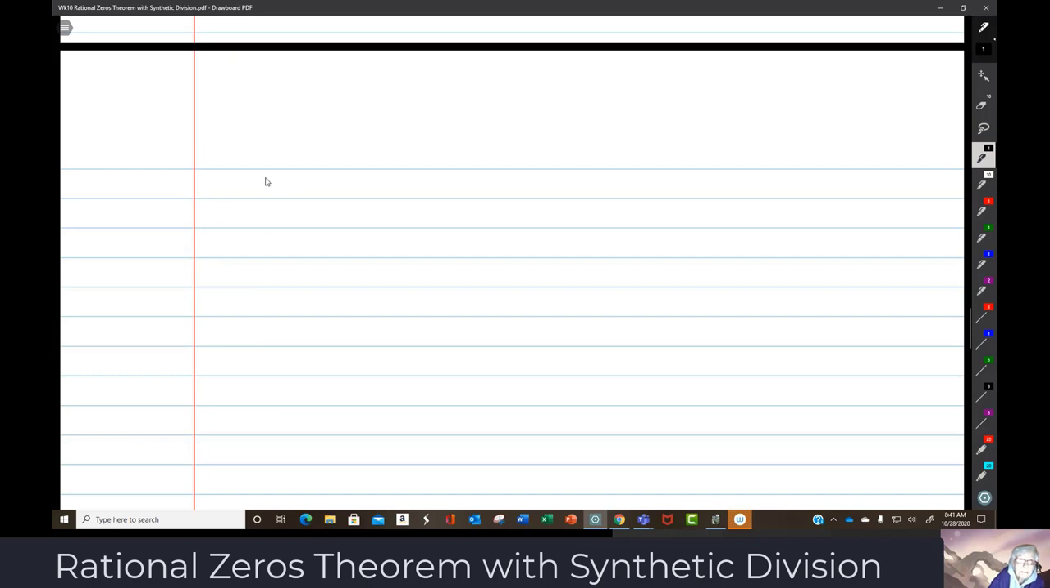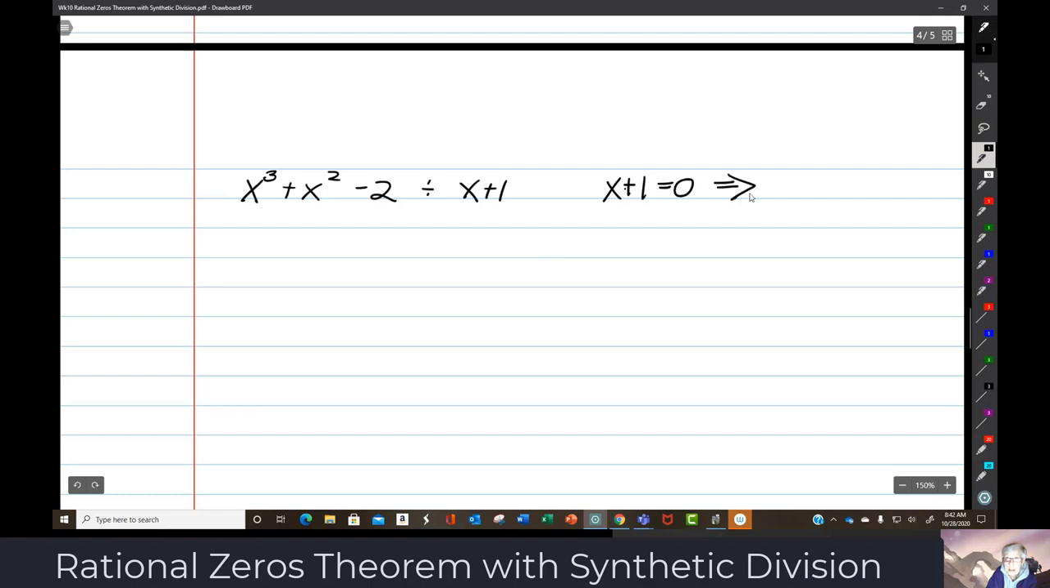If you have a problem like this, going back to just the synthetic division, I want to show you how to do this real fast. Take your x plus 1, set it equal to 0. Solve for x. What you're going to get is x equals negative 1. This is going to go in a backwards L. Come over here. Rewrite this because you're missing a term.